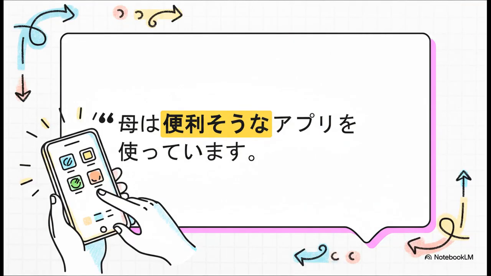All right, how about our na-adjective? Let's say you look over and see your mom using an app. The layout looks clean, there are all these helpful-looking buttons. It just gives you the impression of being really convenient. So you'd say, Haha wa benri sou na apuri o tsukatte imasu. See? You've just perfectly described the app's appearance and your impression of it.